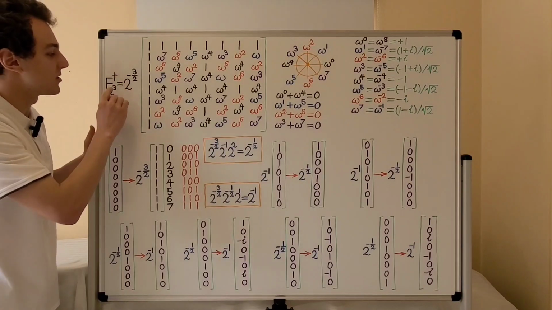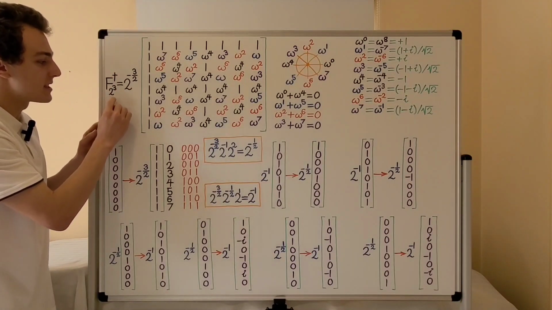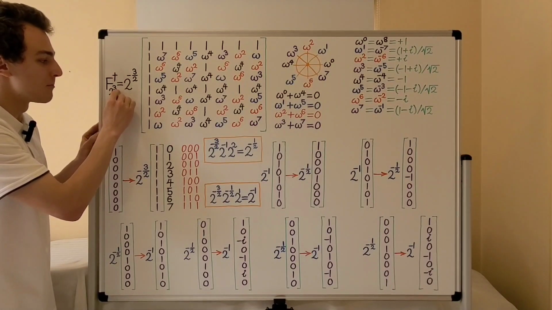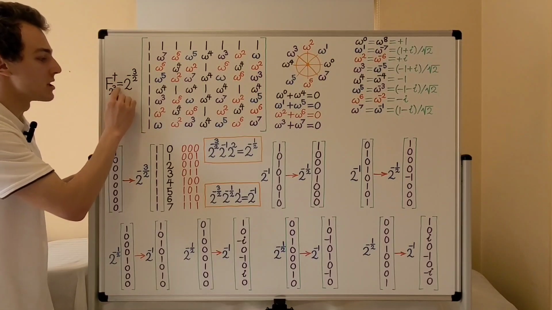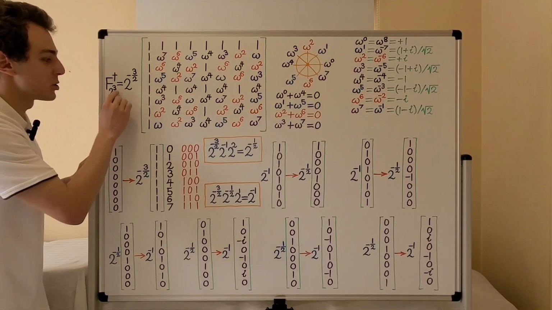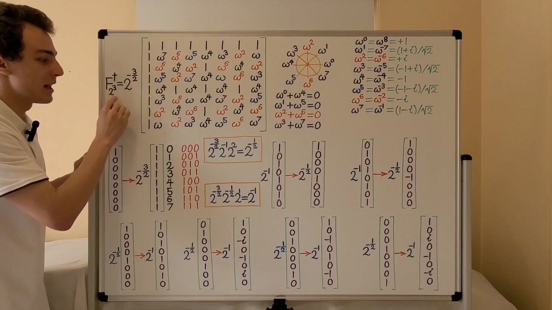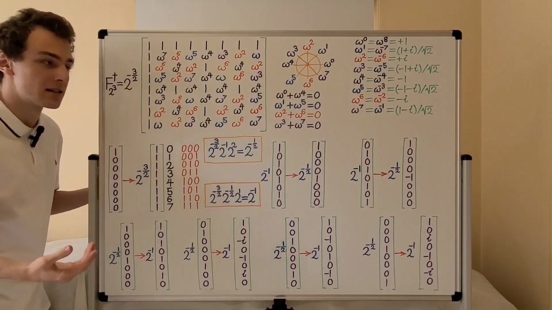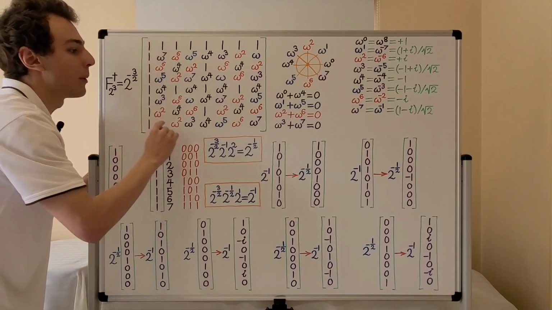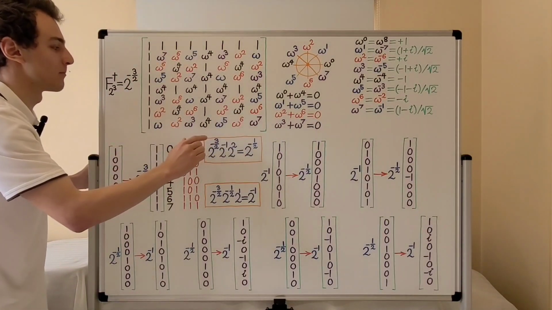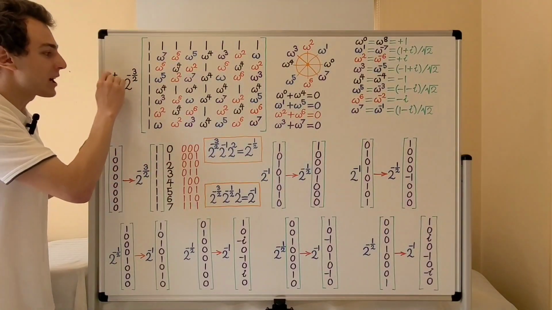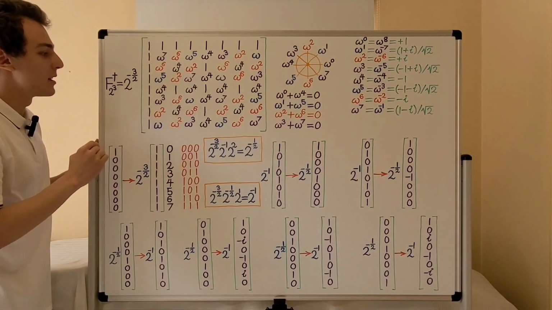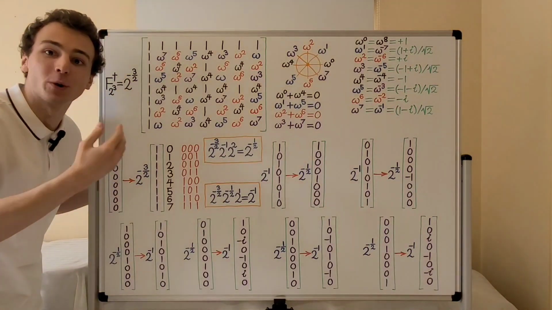This F is for Fourier transform, and this subscript 2 to the power of 3 is telling us the dimension of the Hilbert space. So we have 3 qubits. That means the dimension of the Hilbert space is 2 to the 3. That is 8. That is why we have an 8 by 8 matrix over here. And over here we have a dagger, and this dagger tells us that we are taking the Hermitian adjoint.